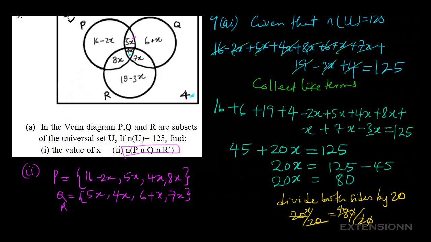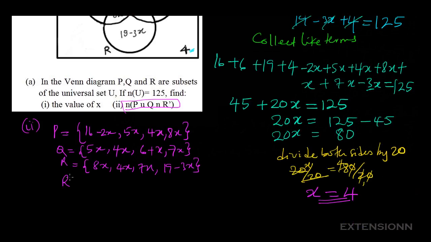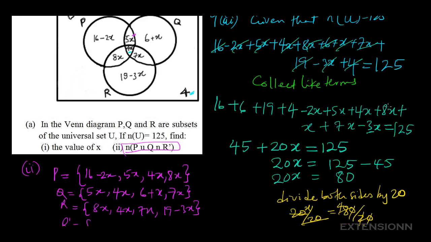So the next one is R. R is 8x, 4x, 7x, then 19 minus 3x. But here you notice in this question we also have R prime, that's like R complement. So we have to find that also because we'll need it as we progress. R complement or R prime, they mean the same thing, okay?